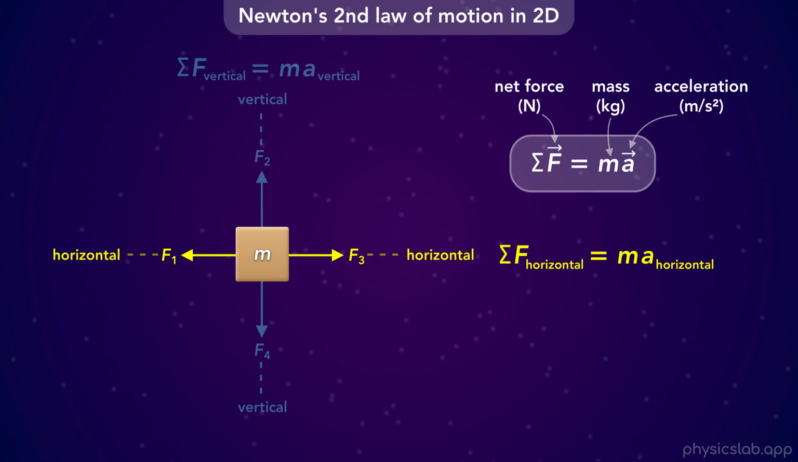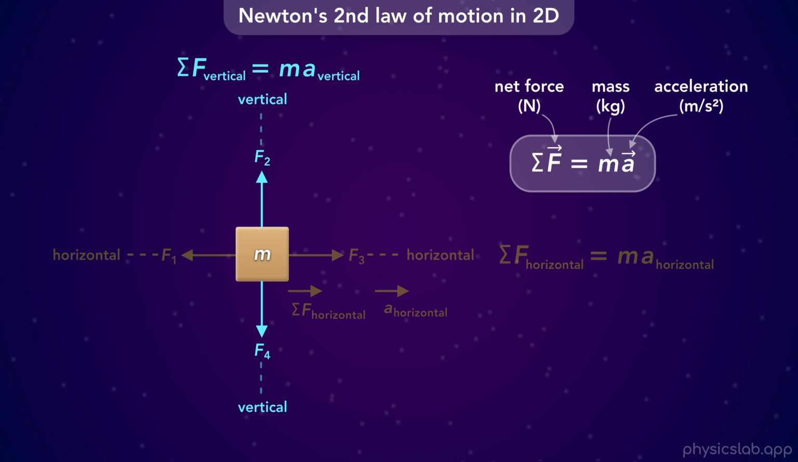Let's look at the horizontal direction. Newton's second law says that the net force in the horizontal direction is equal to the mass times the acceleration in the horizontal direction. This is basically what we did in the last video, where we only focused on 1 dimension. Even though we don't know the values of forces 1 and 3, they're going to result in some net force to the left or the right, which will cause the box to accelerate in that direction, or it won't accelerate if the forces cancel out. And then we can do the same thing for the vertical axis.